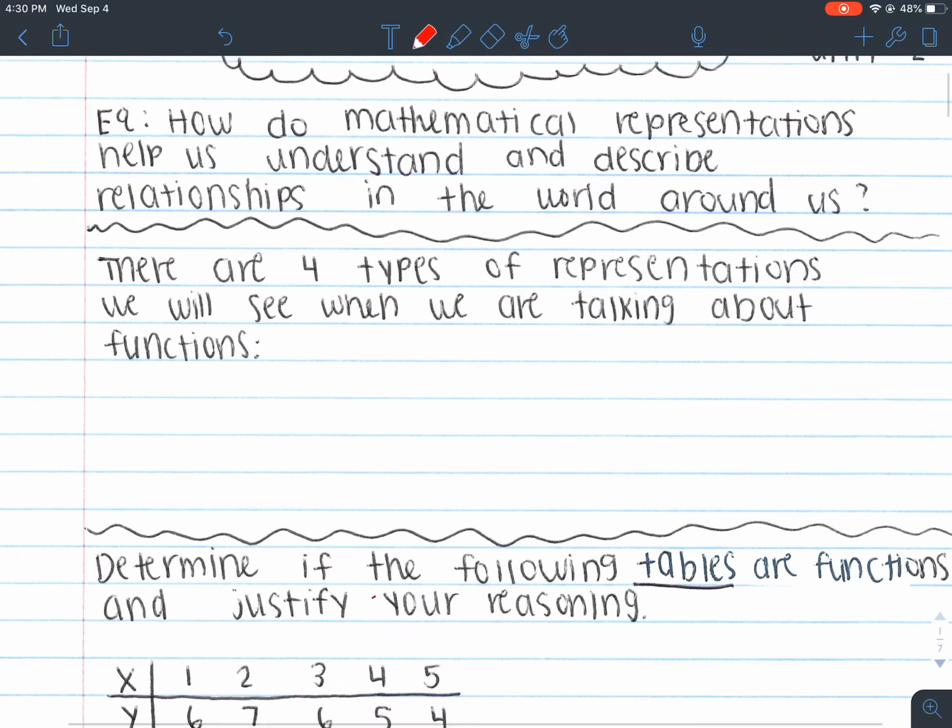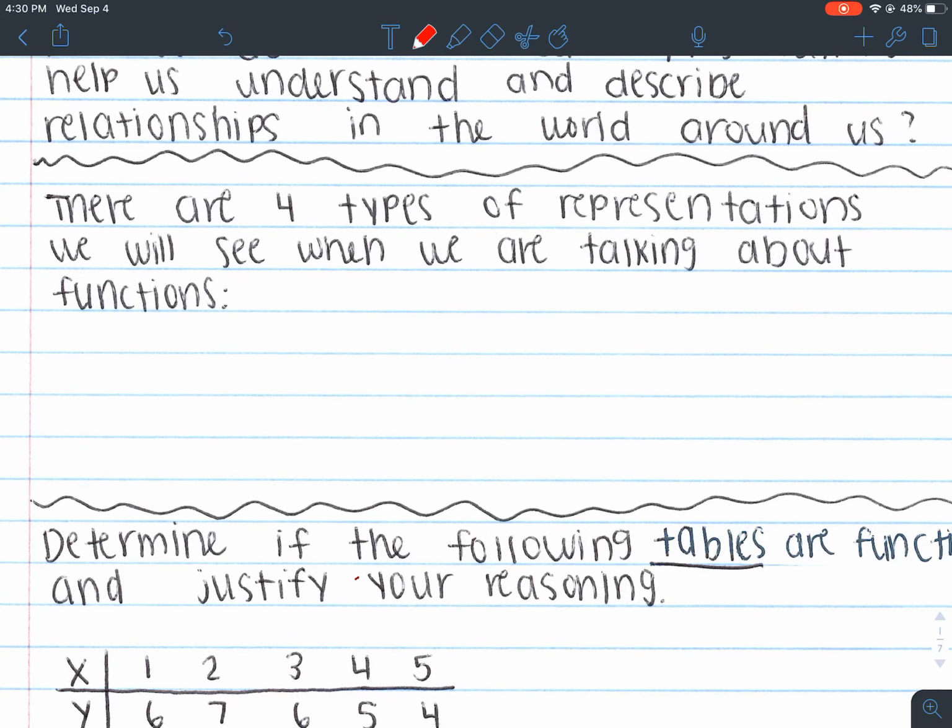To begin, we're going to talk about four different types of representations that we'll see when we're talking about functions. And remember, a function is something where for every input, there's at most one output. Our first representation is going to be tables. If you want to draw a little picture of a table over here, you may. Our second representation is graphs. We're going to have a little x and y axis right there. We have a little graph.